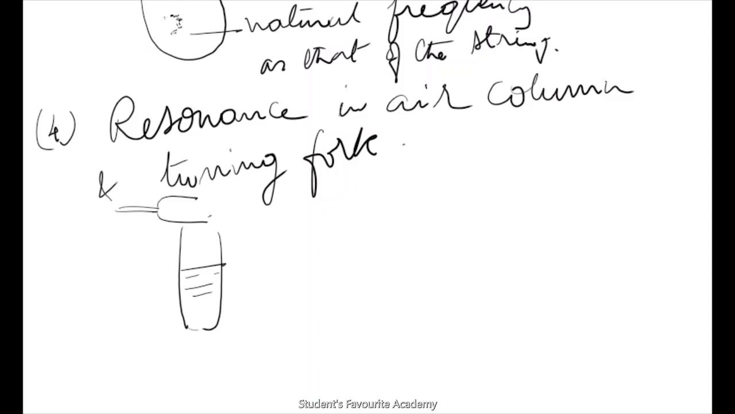What happens if the length of the air column is fixed in such a way that the natural frequency of the tuning fork and the air column matches? When you bring a tuning fork near the mouth of that tube containing that air column, because of resonance, a loud sound is heard. Why? Because the natural frequency of the tuning fork matches with the natural frequency of the air column. That is why the air column vibrates with larger amplitude because of resonance, and so a large sound is heard.